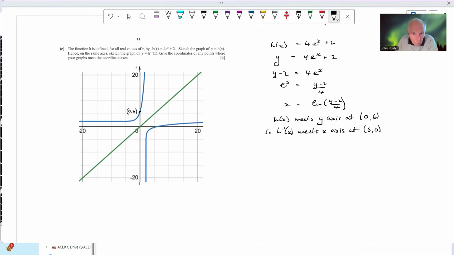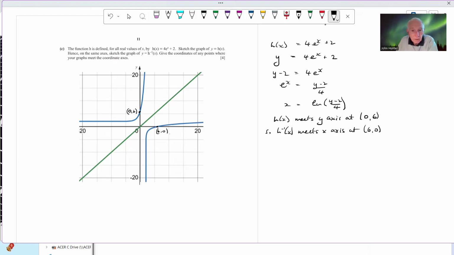Before I write down the point of intersection there, I want you to shout it out to yourself. Well, yeah, obviously it's going to be 6 along. Where the graphs meet the coordinate axes, these are the only points. I mean, we might note the asymptotes as well.